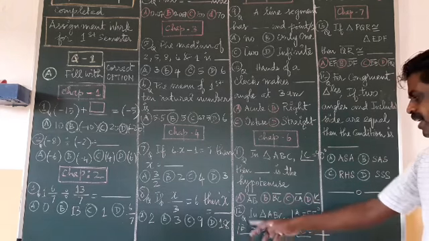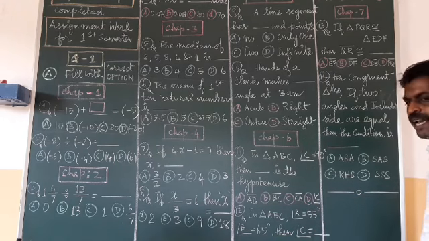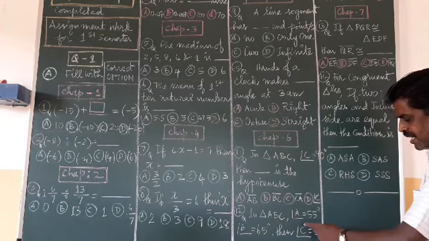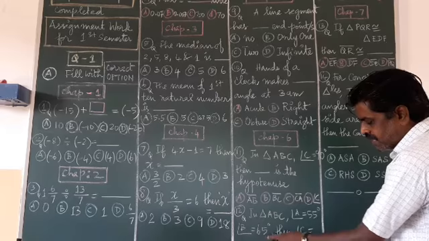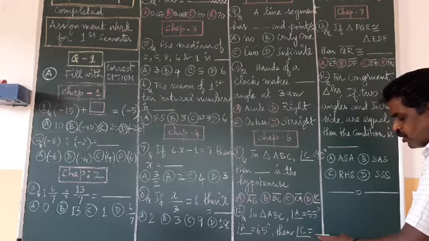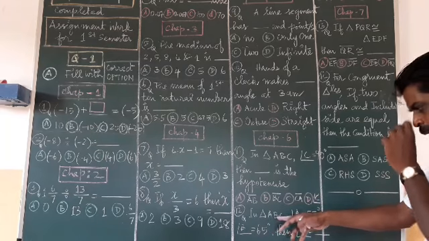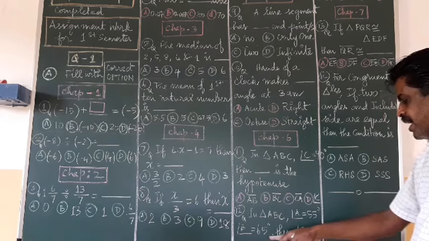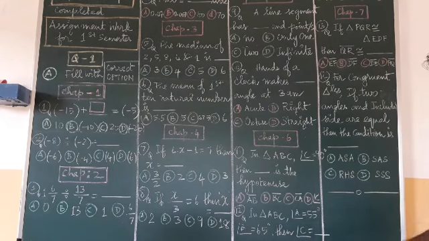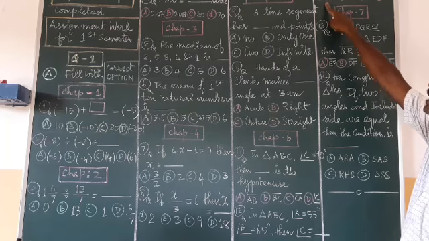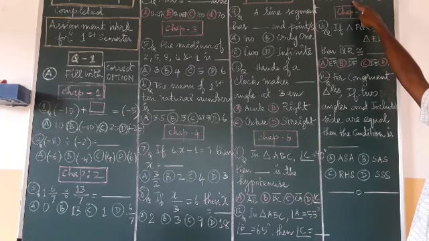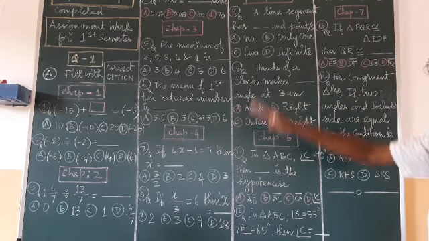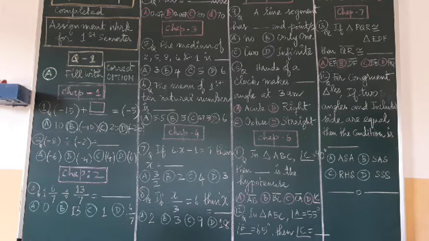Okay? Then the 12th question in the same chapter number 6, triangles and their properties. In a triangle ABC, angle A equal to 55 degrees, angle B equal to 65 degrees, then angle C equal to how many degrees? What are the correct options given? A is 55 degrees, B is 65 degrees, C is 60 degrees, D is 80 degrees. Among these you have to select and write the correct answer in the statement.